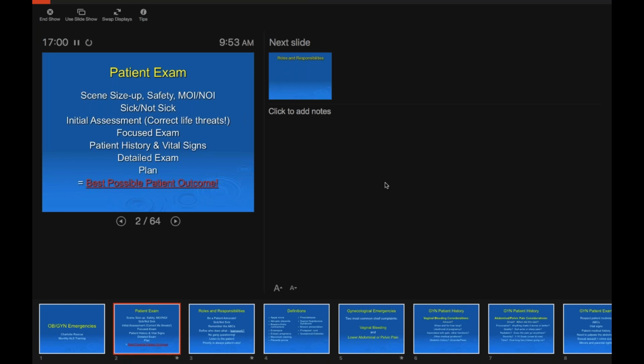So if we can follow our patient exam and do all this stuff, as you can see, it will give us the best possible patient outcome. We have to have a good plan in place.